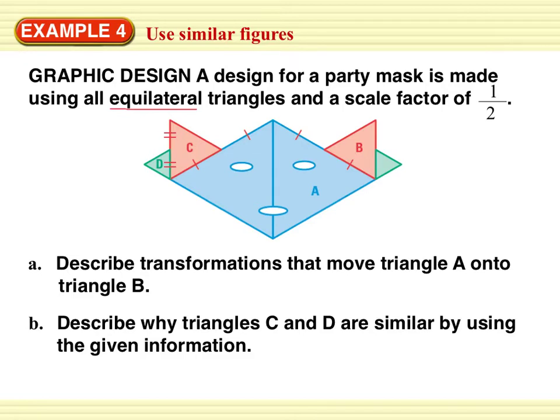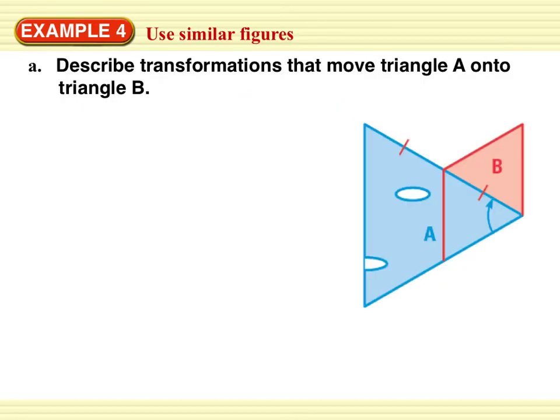Question A, describe the transformations that move triangle A onto triangle B. What transformation needed to take shape for that to happen? And then part B, describe why triangles C and D are similar by using the given information. Okay, describe why they are similar. I'm going to change slides and everything's sort of set up for us. Part A, describe transformations that move triangle A onto triangle B.